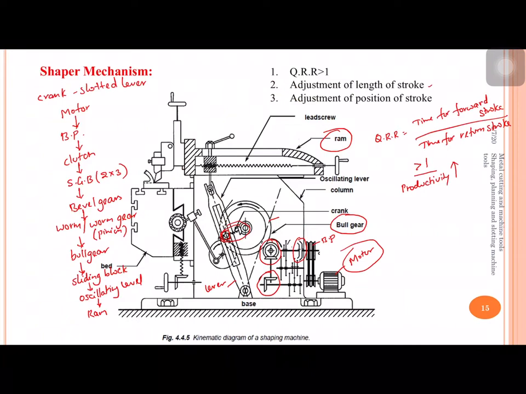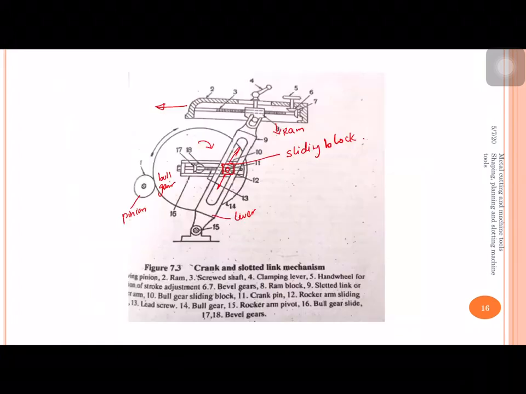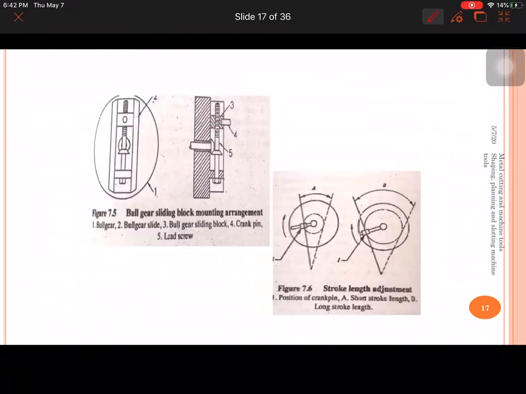Now let us look into the next aspect, that is related to how to adjust the length of stroke. How to adjust the length of stroke, that was explained here in this particular slide. So what we are going to do is, if we can adjust the position of the block with respect to the center of this bull gear, then we can adjust the length of stroke. So how we can do that? This is done by using this set of bevel gears. These are the 2 bevel gears which are available here. And if you can see, this is what is called as the block.